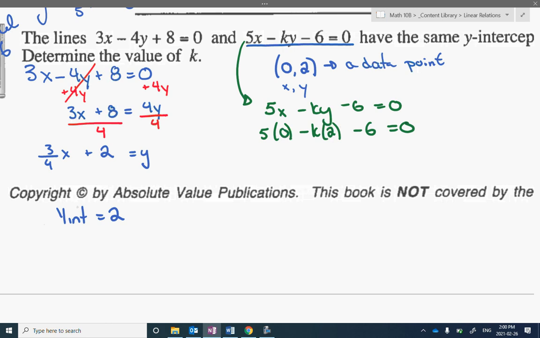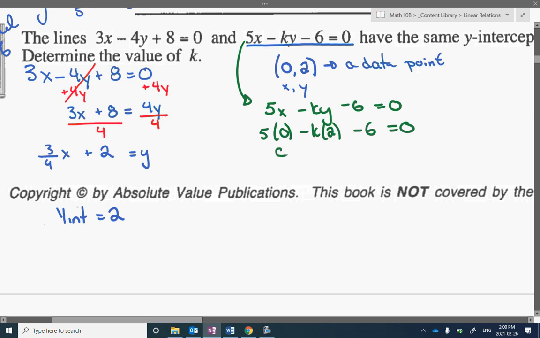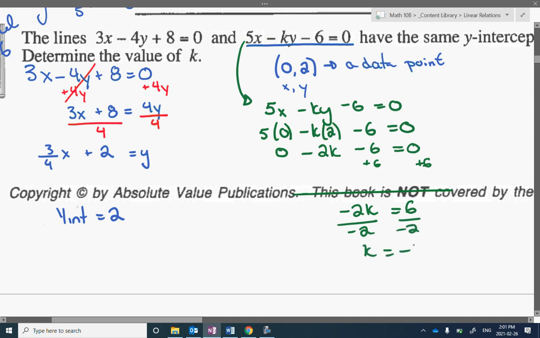So 5 times 0 is 0. If you want to write 0, great. If you don't want to write 0, just fine. K times 2, we always put our number first. So I'm just going to rewrite it. Do you have to? No, but it's more familiar and makes me more comfortable. So now I'm going to add 6 to both sides. So then I get negative 2k is equal to 6. Divide both sides by that negative 2. So then I find out k is equal to negative 3.